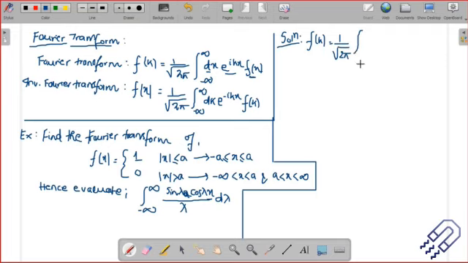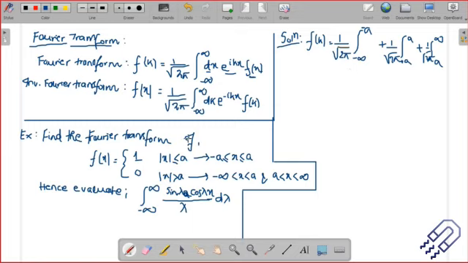If this is from minus infinity to plus infinity, that means you can just divide the integration: from minus infinity to minus a, plus 1 divided by root over 2 pi integration from minus a to a, plus again 1 by root over 2 pi, but the limit will be nothing but a to infinity. Right? I'm just not going to write down the bracket terms. I think you can write it down on your own.